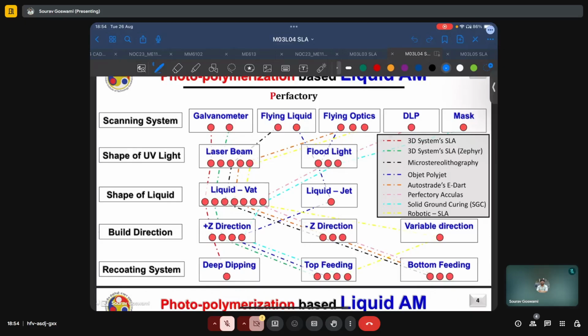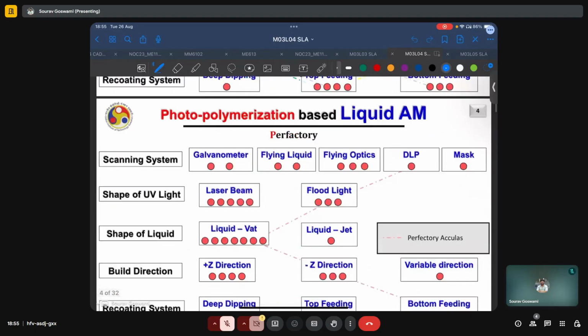For Perfactory, the scanning system is digital light processing using a digital mirror device. The light is available in the form of a floodlight. The liquid is available in the form of a vat. Building occurs along the negative z direction, and since we have the negative z direction build, of course we use bottom feeding.